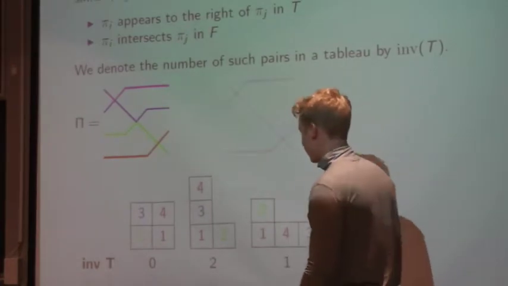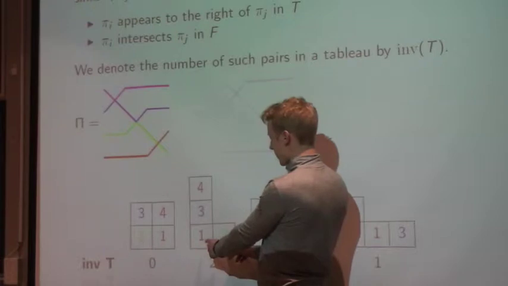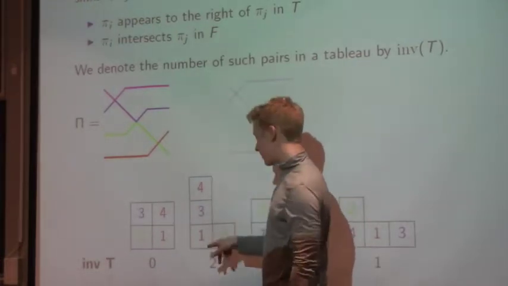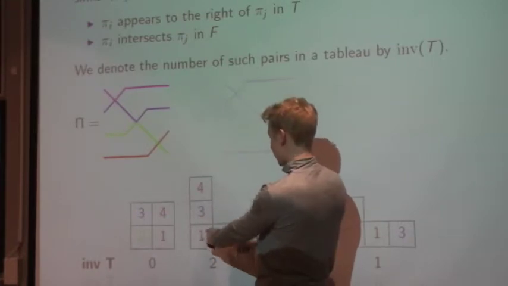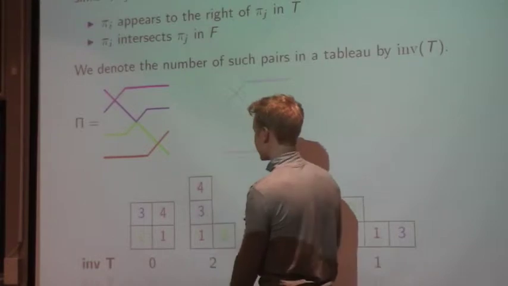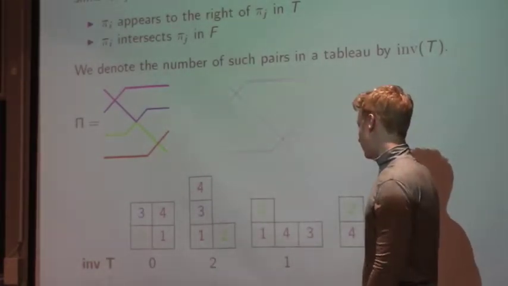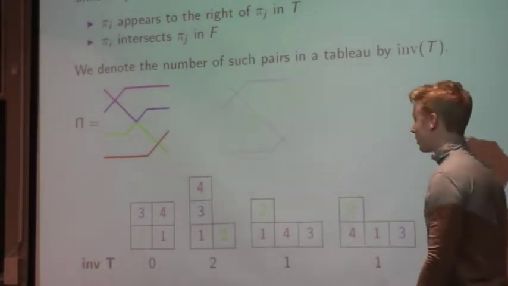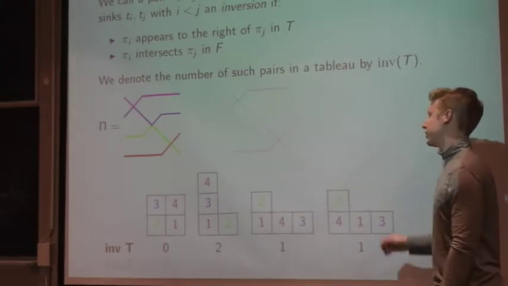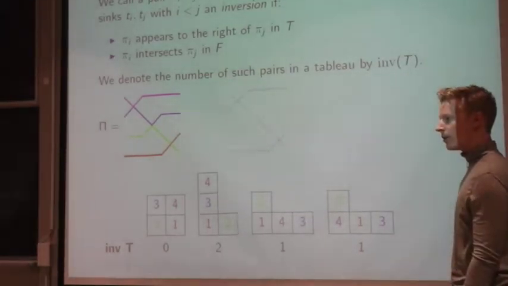Let's look at the next one. Paths 1 and 2 here appear in the tableau out of order with respect to their sinks, and they do intersect, so that's an inversion. 3 and 2 are also out of order, and also intersect, so that's 2 inversions. 4 and 2 are also out of order, but don't intersect, so there are 2 inversions in that tableau. And so on. Again, the key takeaway here is we don't care where they are vertically, only horizontally.